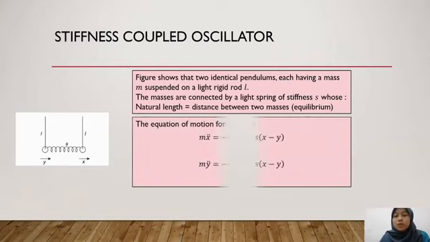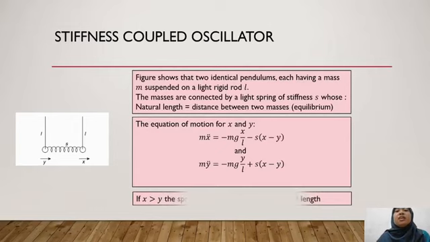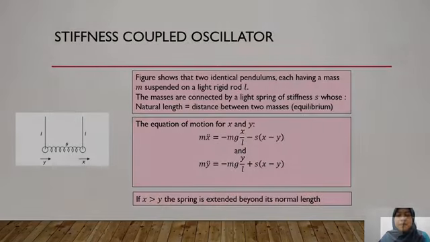The equation of motion for x and y is described as m x double dot is equal to negative mg x over L minus S bracket x minus y. And for y, m y double dot is equal to negative mg y over L plus S bracket x minus y. In this motion, if x is bigger than y, the spring is extended beyond its normal length.